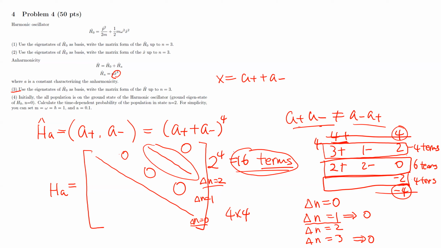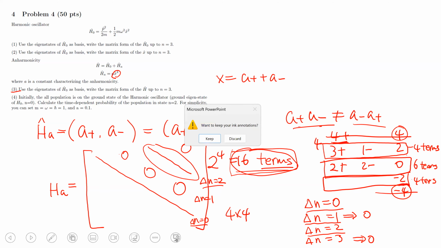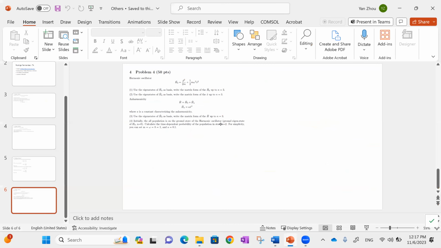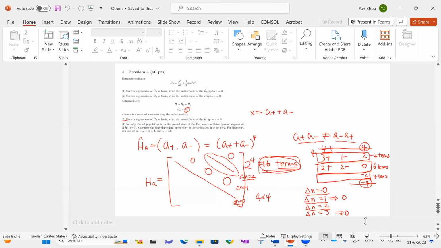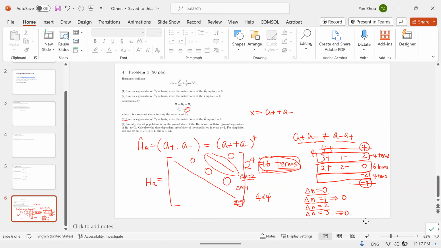So in this case, we need to separate these 16 terms into delta n equal 0 terms and delta n equal 2 terms, and then you can evaluate that. I do not think I have time to go through all this part, but let me give you some examples. For example, this looks like a lot of terms, but actually it's not that hard as you thought.